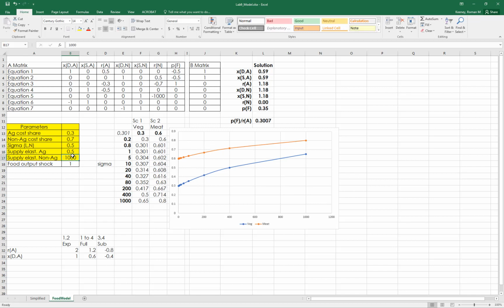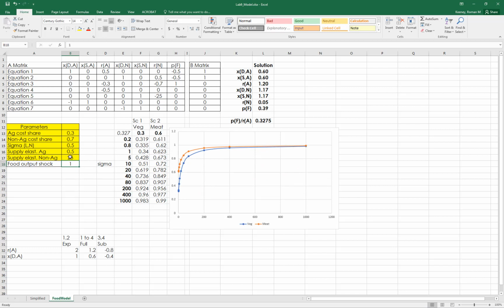But what we really want to focus on is this added dimension that we put in, that we now have supply elasticities for the two inputs. And just keep in mind, we're doing the same shock to all of these. Every time, everything here is being driven by a 1% increase in demand for food.